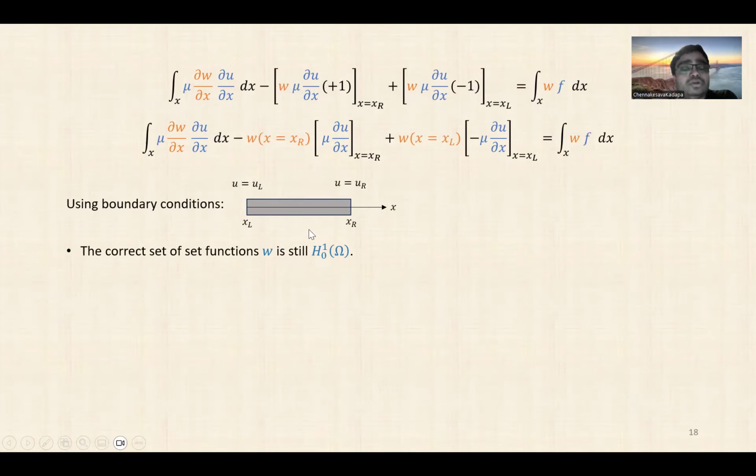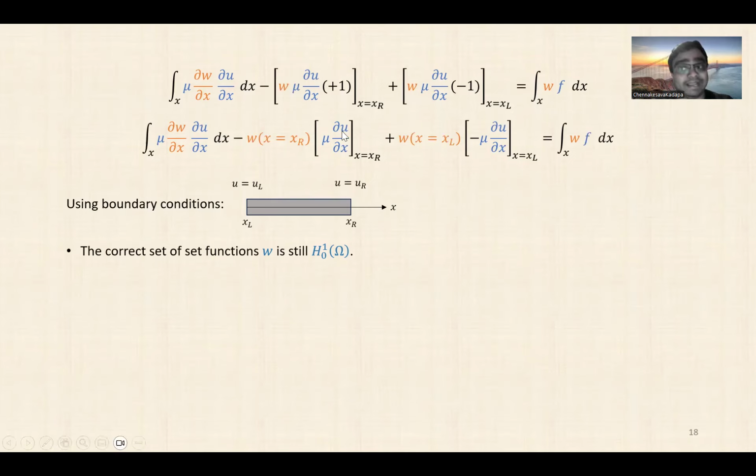Now, if we don't choose the test function such that it vanishes on the boundary, then we end up with these two additional terms in the weak form, which makes it complicated. There are some methods that we can use to solve this problem when we assume a test function that is not 0 on the Dirichlet boundary, but it leads to complications.